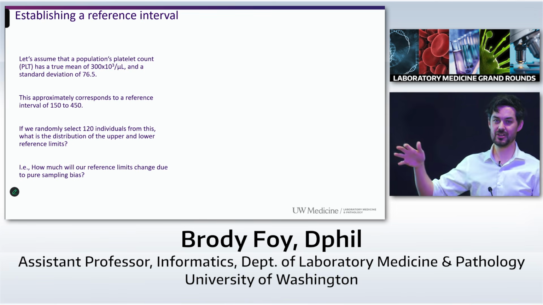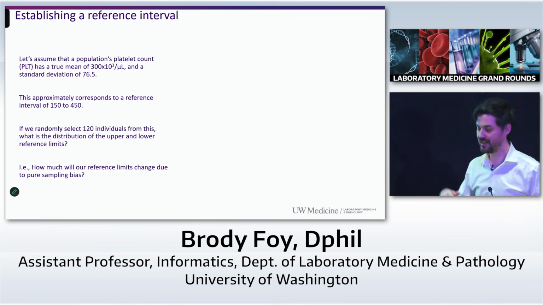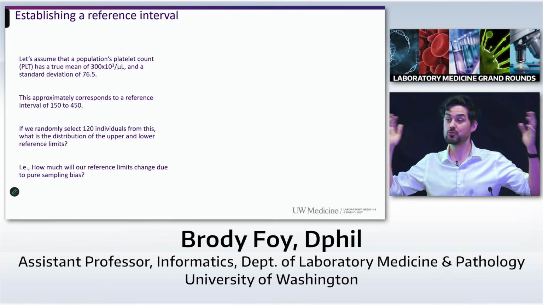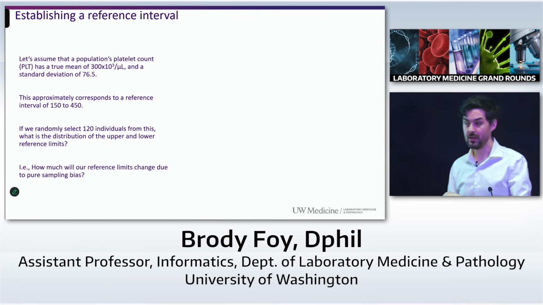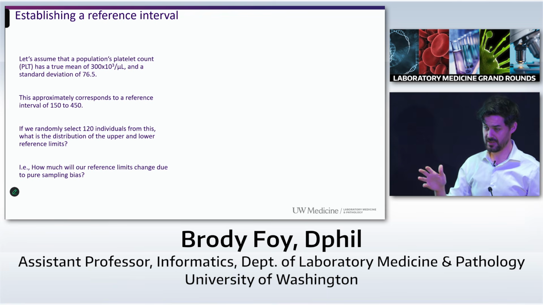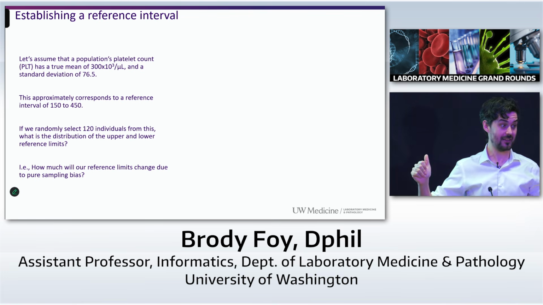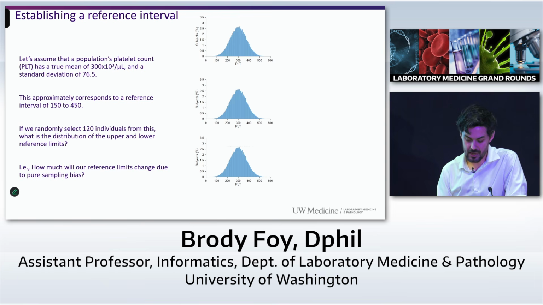Let's imagine we're omniscient and we know that Seattle's greater population has a mean platelet count of 300 and a standard deviation of 76, so that the true reference interval, because we're God in this scenario, is 150 to 450. Well, let's go do an establishment study. We can take 120 people at random, ignoring the challenges of screening someone for health, which is a big challenge. It's very hard to know for sure that someone's actually healthy. But let's take 120 people, pick randomly, and ask how much sampling bias will affect our estimates.